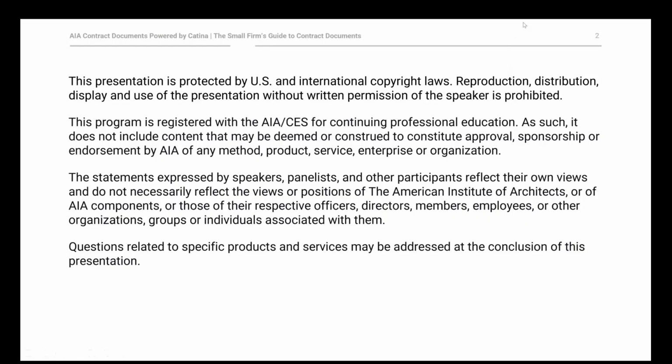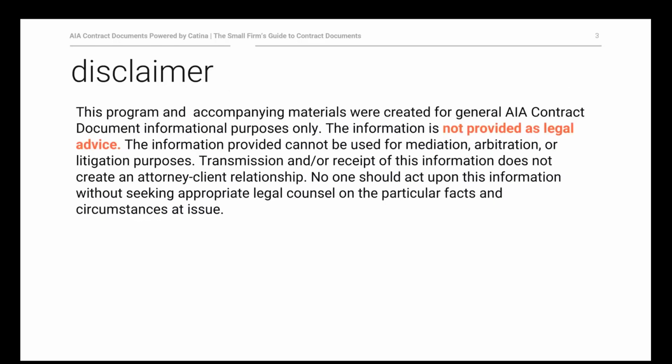The presentation is protected by U.S. and international copyright laws, so reproduction, distribution, and display and use of the presentation without written permission is prohibited. One quick disclaimer that is applicable to all AIA contract document webinars. This presentation and accompanying materials have been provided for general information purposes only. The information is not provided as legal advice, and we suggest you confer with legal counsel in your residing state or district.